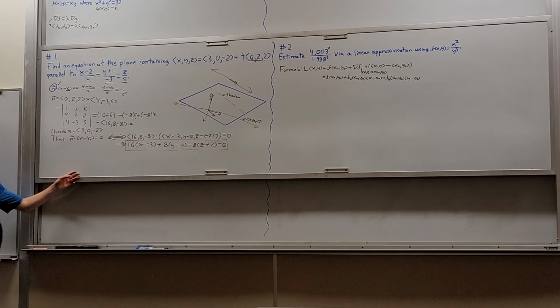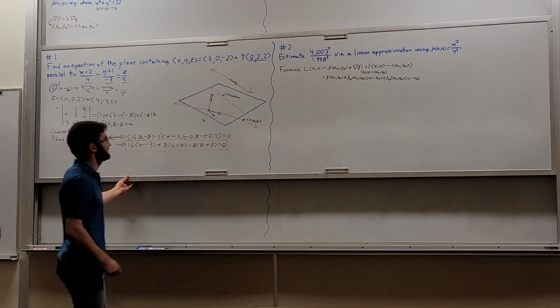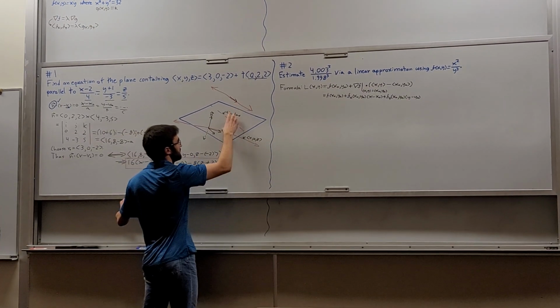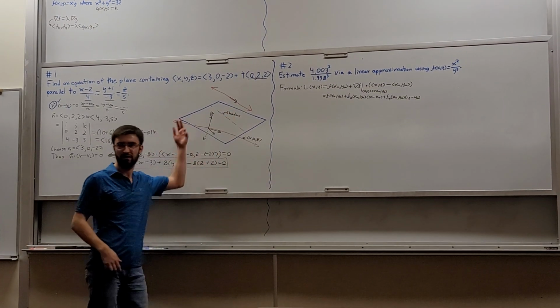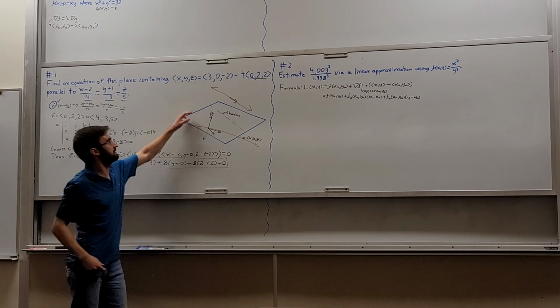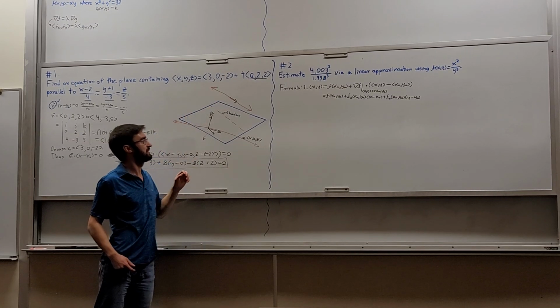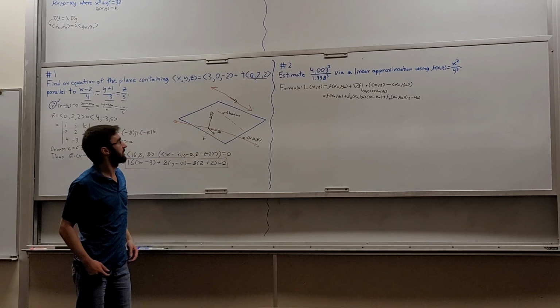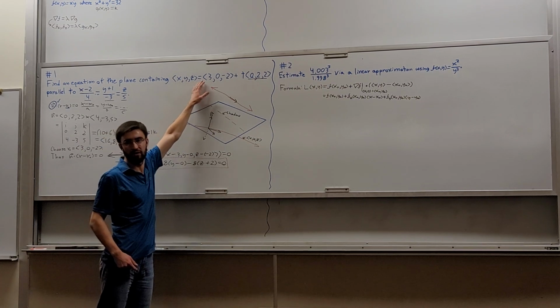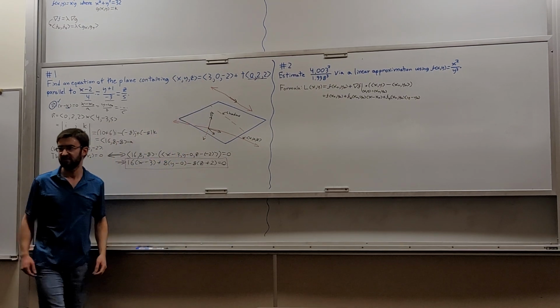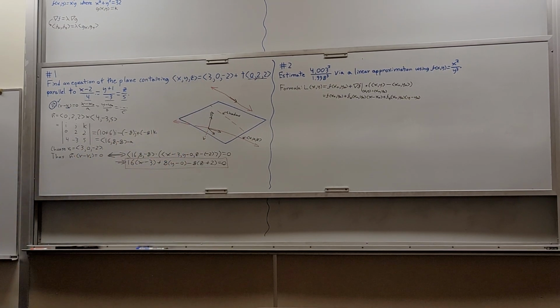So are there any questions about the first one? The process all made sense? So we started by taking the directional vectors of each of these lines and then crossing them to get the normal vector for the plane. And then we just selected 3, 0, minus 2 as a point that is on the plane, because that line we know lives on the plane. Is this okay with everybody?